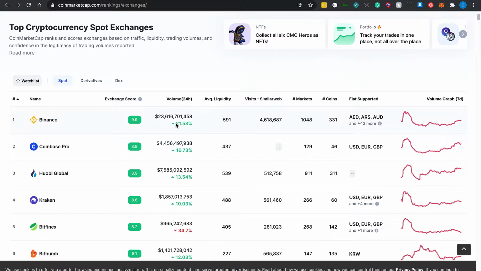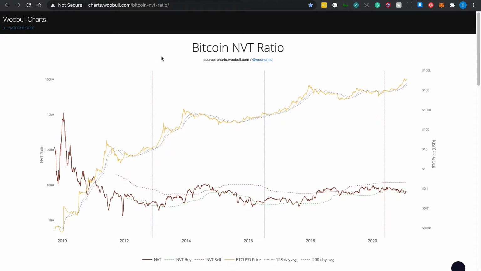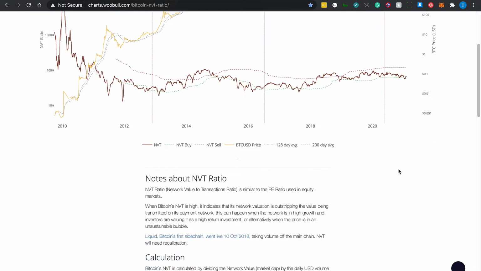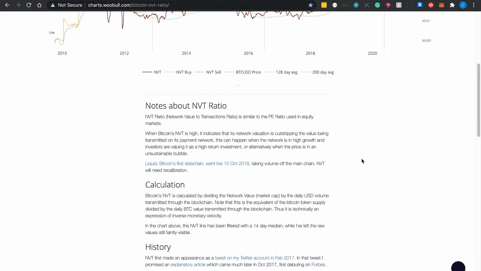The TVEV ratio is adapted from the NVT, or Network Value to Transactions Volume, by Willy Woo. If you go to Willy Woo's website, the Woo website, and you go under the site called Bitcoin NVT ratio, this is where the TVEV ratio is being adapted from. If you want to understand more about the Bitcoin NVT ratio, what it measures and how it comes about, you can read through his article on his website.